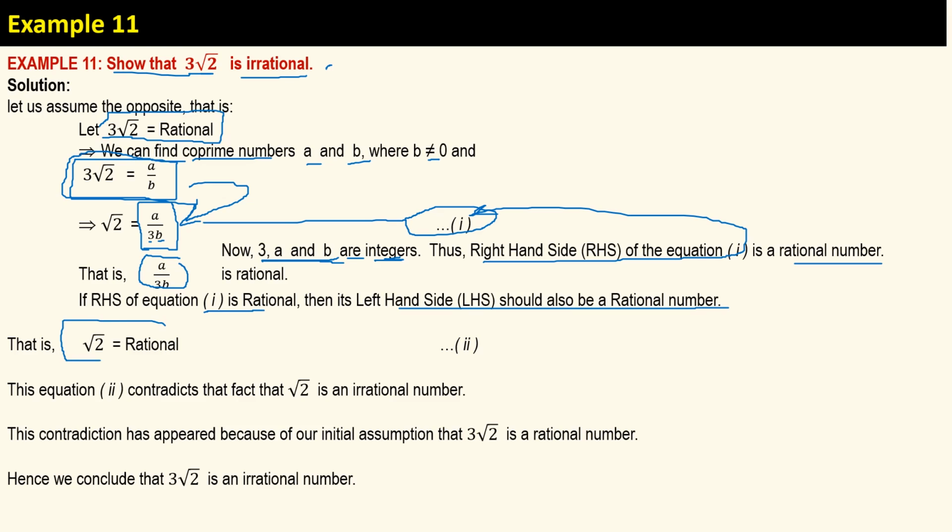That is, square root of 2 should be equal to a rational number, and let's call it equation number 2. Now equation 2 contradicts the general known fact that square root of 2 is an irrational number. So we can say that this contradiction, that is square root of 2 is an irrational number and here it is coming out to be a rational number, has appeared because of our initial assumption that 3 times square root of 2 is a rational number. Hence, we can conclude that 3 times square root of 2 is an irrational number.